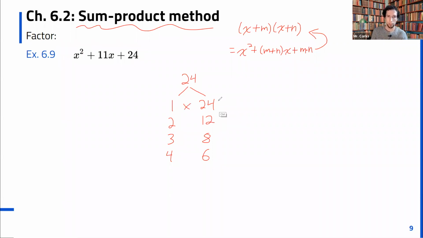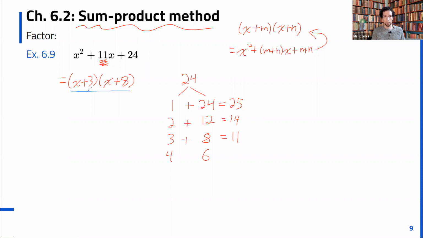So if we multiply these two together, 1 times 24, we get 24. So we have that. Now if we add them together, what do we get? 1 plus 24, 25. 2 plus 12, 14, not working. 3 plus 8, 11. That's what we wanted here. Normally you wouldn't write them out. You can just think of what the factors are. But we can use that one, 3 and 8. So it looks like our solution could be x plus 3 times x plus 8.